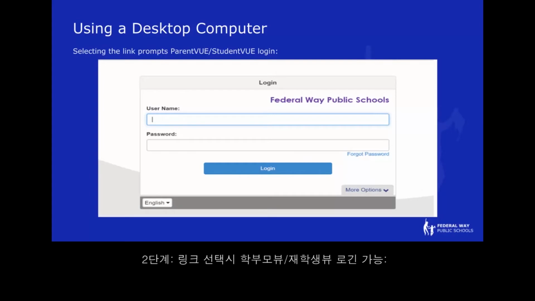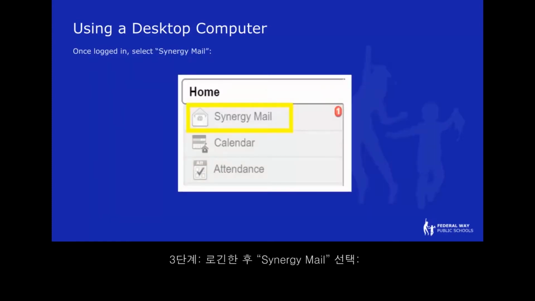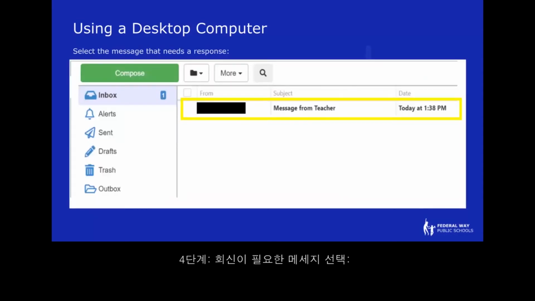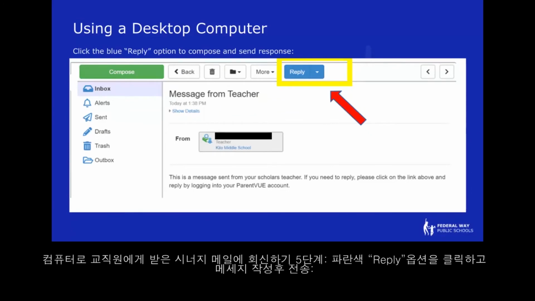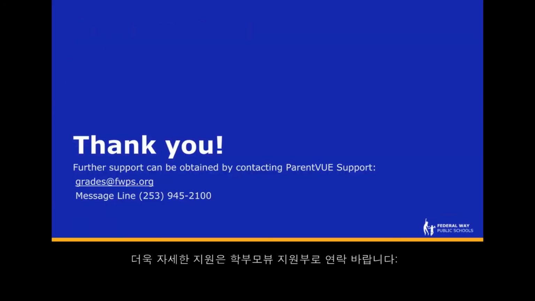Selecting the hyperlink opens a new window and prompts a secure login to Parent View or Student View. Once you're logged in to Parent View or Student View, select Synergy Mail. Your inbox will display all messages received. Select the message that needs a response. Click the blue reply option to compose and send a response.